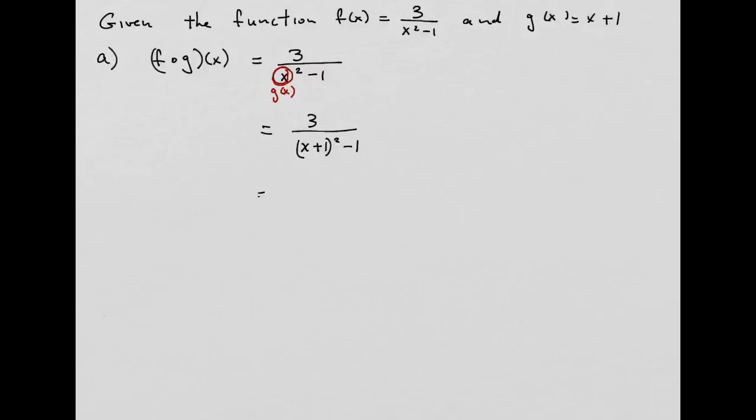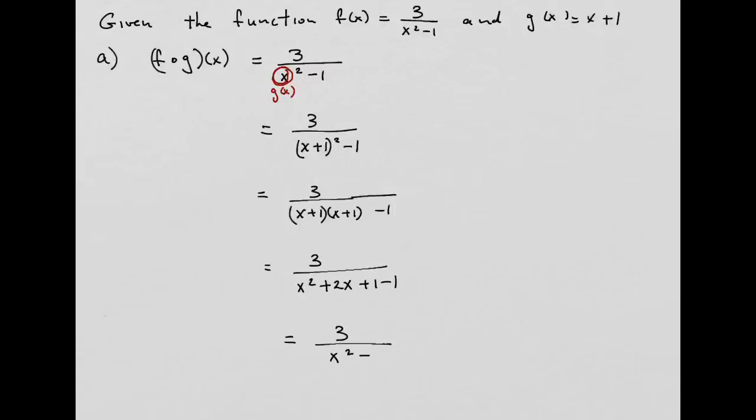And this could be simplified as 3 over x plus 1 times x plus 1 minus 1, which is the same as 3 over x squared plus 2x plus 1 minus 1, and finally that's 3 over x squared plus 2x, and that is f composite g of x.